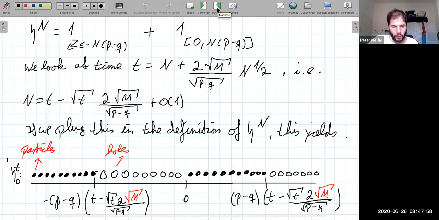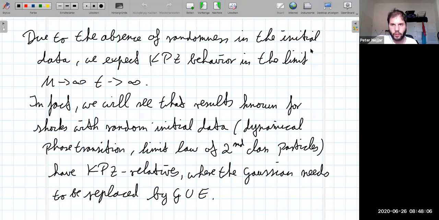Okay. So this is the initial data we're interested in. And just a few remarks. What is important in this shock is that there's no initial randomness. So what we expect to see is some kind of KPZ-like behavior if we look at the double limit, first time going to infinity and then m going to infinity. And these shocks in ASEP have been thoroughly studied in the 90s and beyond. However, it was always random initial data which were covered.